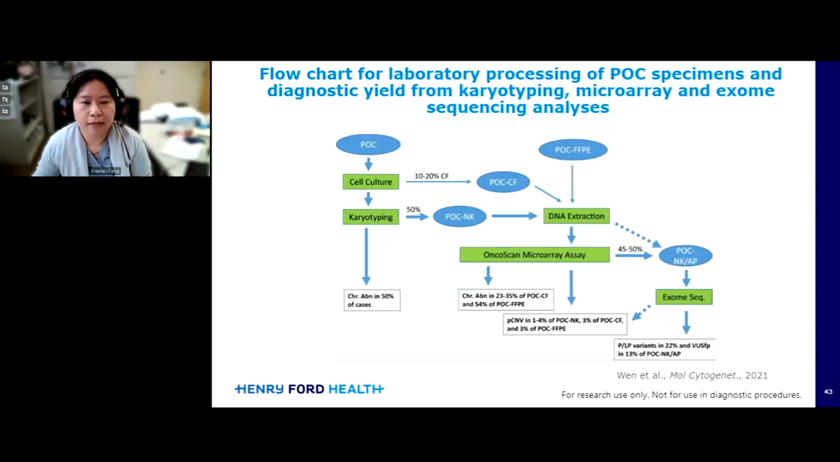And this is the flow chart they displayed in their publication for the procedure. POC starts with the cell culture, and if the cell culture is good, it will go through the karyotyping, and then the karyotyping will have about 50% abnormal expected, and the other 50% will go to the POC normal karyotype, and together with the ones that have culture failure and FFPE, they'll go to DNA extraction and go through the OncoScan microarray assay. Most of them have some positive results. If there are no definitive results, they will go to the POC non-karyotype or no pathogenic finding section, and they will go to exome sequencing.